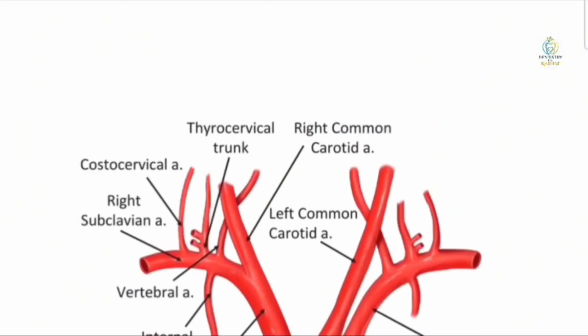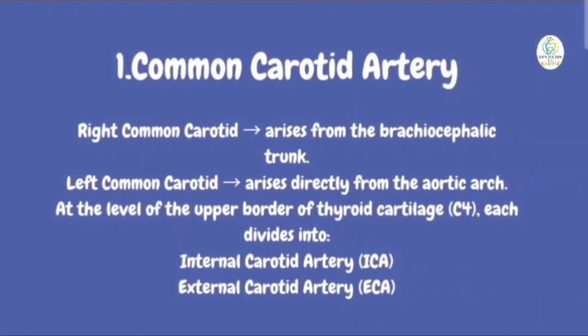Okay guys, we are going to revise it here. The right common carotid arises from your brachiocephalic trunk and the left common carotid arises directly from your aortic arch. But at the level of the upper border of the thyroid cartilage, C4, each divides into internal and external carotid arteries. Your right common carotid artery gives branches to the internal and external, and the left common also gives rise to internal and external branches.